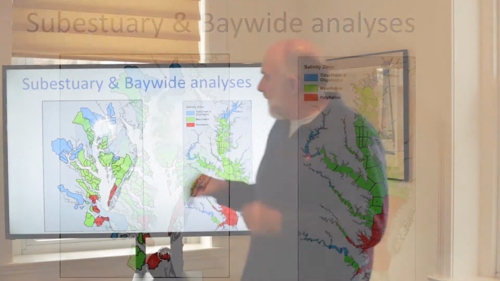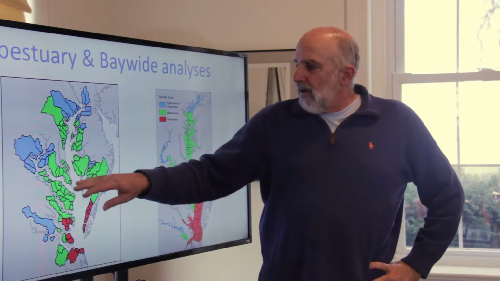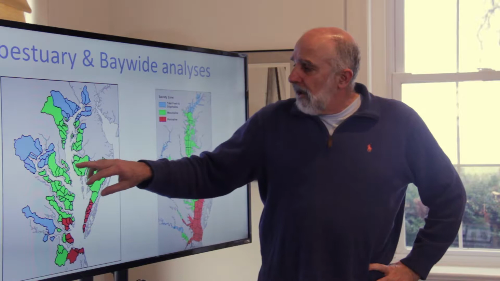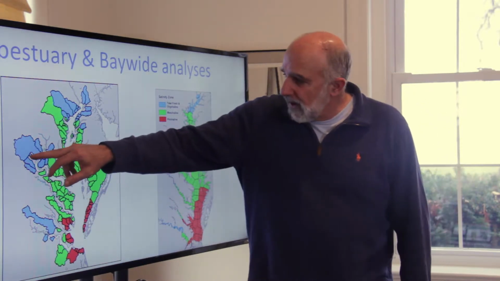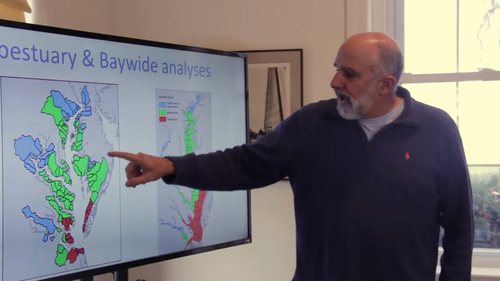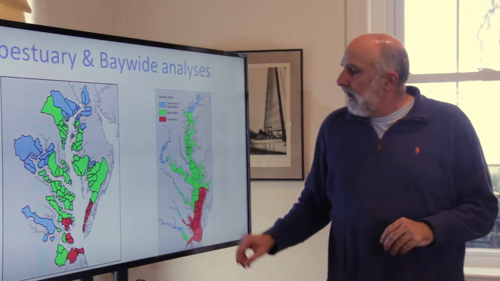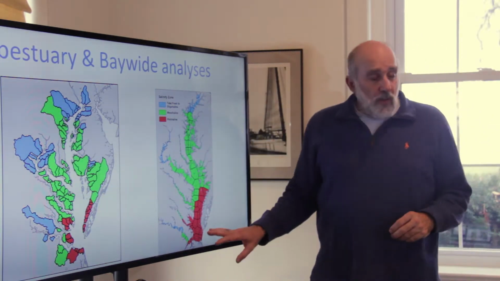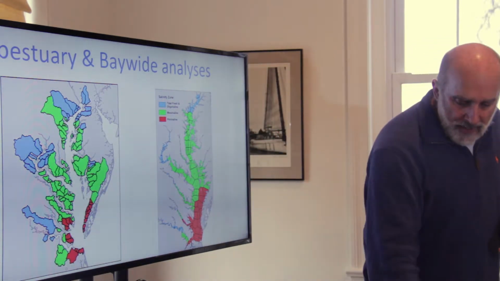We looked at subestuaries, and we picked these color codings to correspond to the major salinity regimes: the polyhaline high salinity in red, the mesohaline in green, and then the oligohaline to tidal fresh in the blue. And these are subwatersheds for which then we could relate specific SAV beds to. And then we also looked at the water quality across the entire segment schemes of the bay.